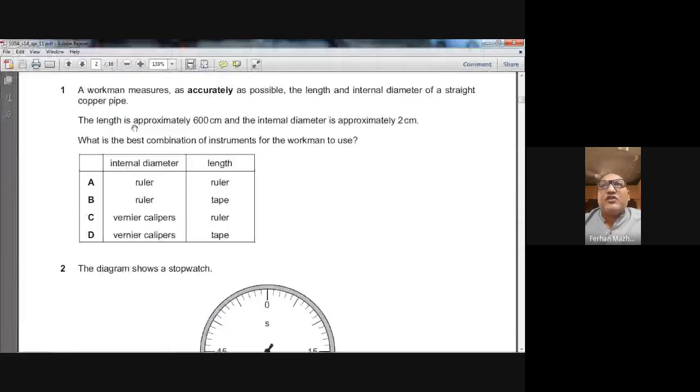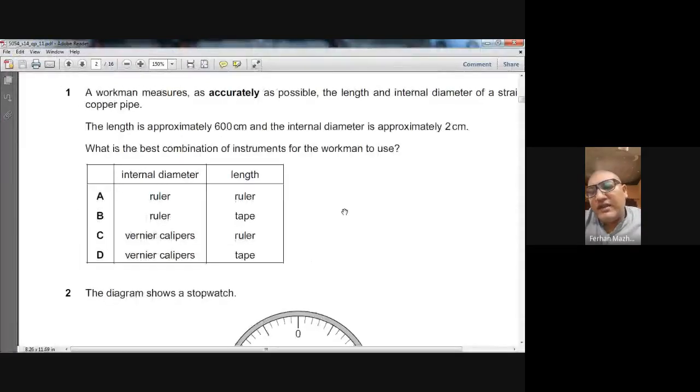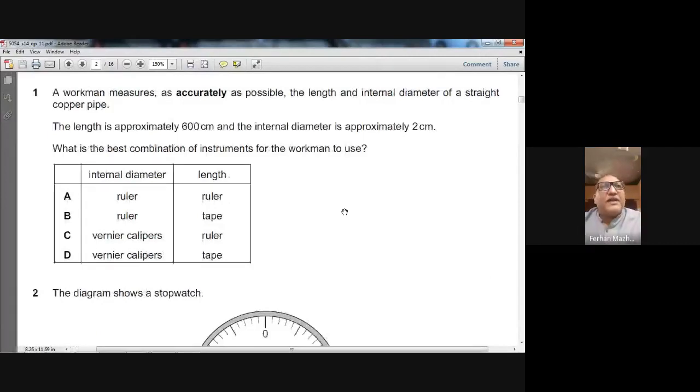The first question coming on your screen is: a workman measures as accurately as possible the length and internal diameter of a straight copper pipe. The length is approximately 600 centimeters and the internal diameter is approximately 2 centimeters. What is the best combination of instruments for the workman to use? Okay, so the length is approximately 600 centimeters, approximately 6 meters.